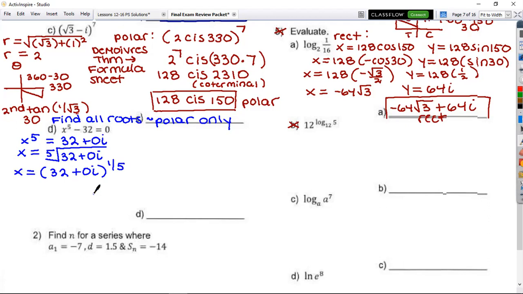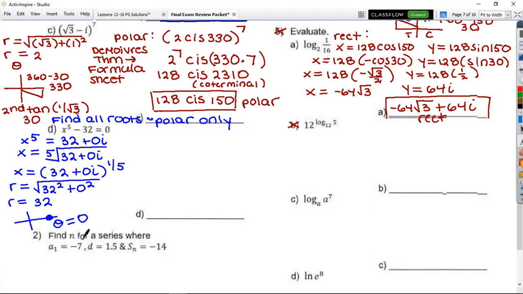So what I need to do, because it's currently in rectangular, is we have to convert it into polar first and apply the same principle right here. So if I convert this into polar, I need r and I need theta. So r would be equal to the square root of 32 squared plus 0 squared. No, you don't have to show that. So r value is just 32. And then as far as theta goes, this should be very fast. So you only went over 32 because you have nothing on your imaginary axis. So your theta is just 0.